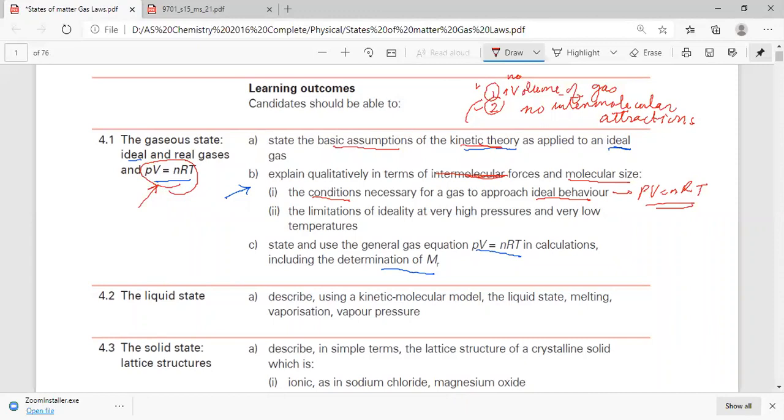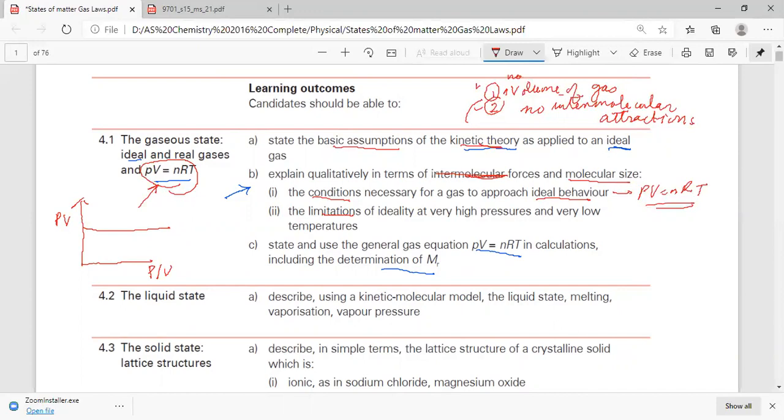So of course, now we talk about what the limitations are. What are the conditions where this law breaks down? That means it will not give you a perfect answer. One of the main things that will show that it's not ideal is when you plot PV against P or V. If it's ideal, it'd be a straight line, because PV is constant, we did that before. If it's not ideal, it will deviate from this.